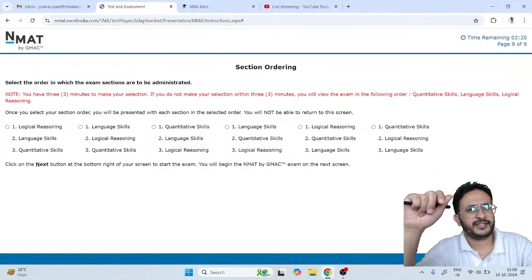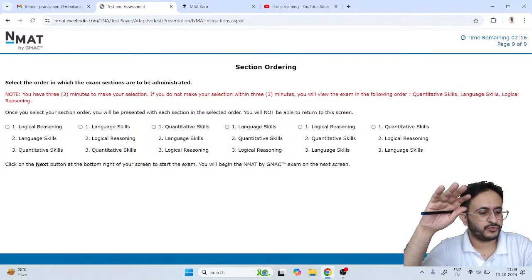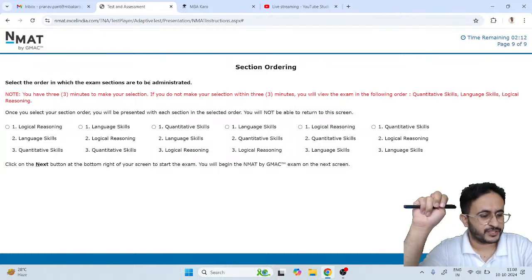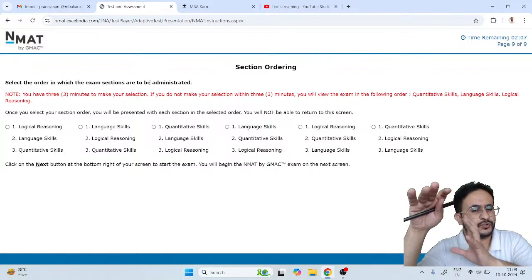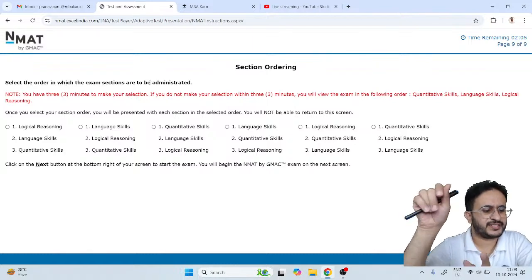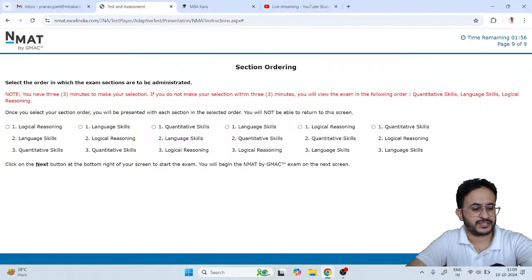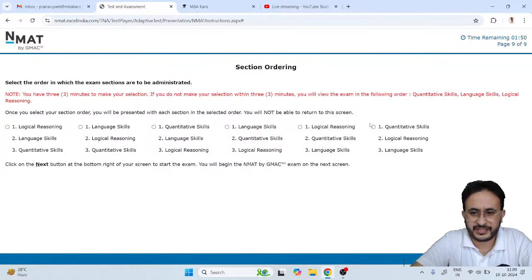Let's say you are not good at quant and you start with quant. In the first few minutes you will start shaking, and that will lower your confidence. So as a practice, always start with your strongest section, because you know that you will do decent in that section compared to other sections, and that will give you the morale for the remaining paper. On the flip side, if you start with your weak section, that could create trouble. So I choose quant, then LR, then English.